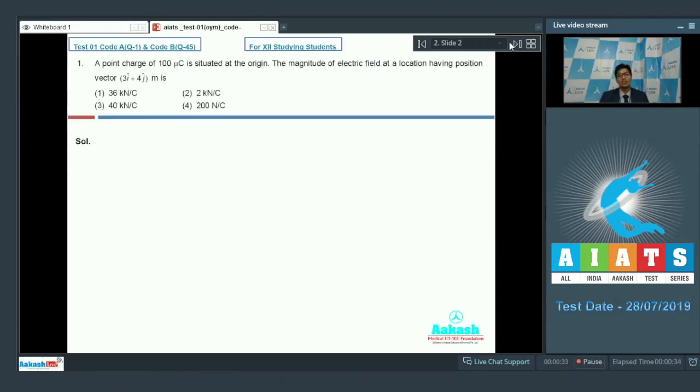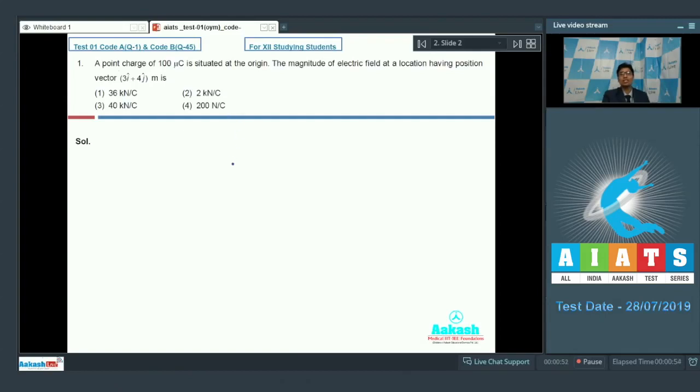Dear students, the first question says that a point charge of 100 microcoulomb is situated at origin. The magnitude of electric field at a location having position vector 3i cap plus 4j cap meter is.